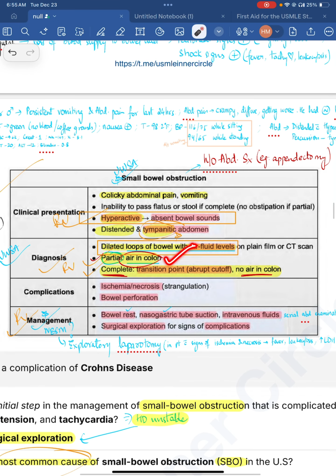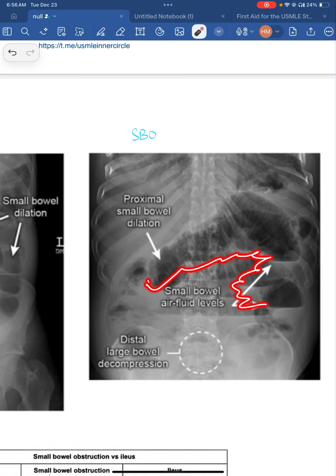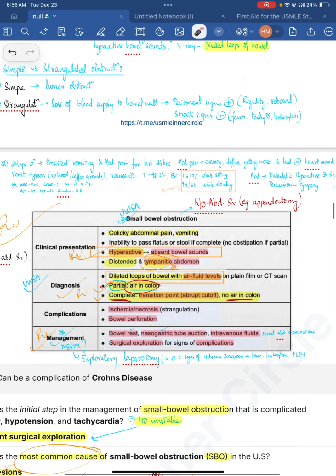Partial, you see air in colon, whereas complete, you have abrupt cutoff, no air in colon. See, you are having all this air in your colon and then suddenly there's no air. Distal large bowel is decompressed. Complications may include ischemia, necrosis, that is strangulation, or perforation.